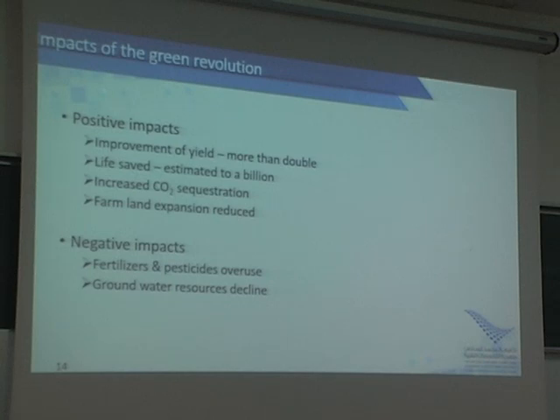There were a lot of positive impacts during the Green Revolution. Of course, the yield improved. An estimated 1 billion lives were saved. Because we were producing higher biomass, there was increased CO2 sequestration. And because we produce more yield, we don't have to use as much land, so farmland expansion has been reduced. On the other hand, there are negative impacts. Overuse of fertilizer and pesticides can be a problem. And as mentioned earlier, there is groundwater decline, and the water in the ground is limited.